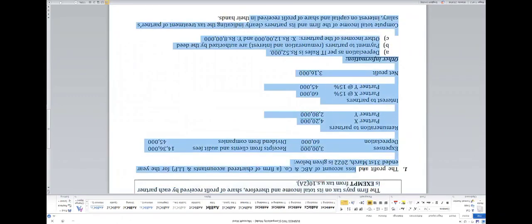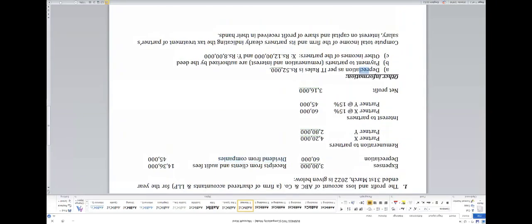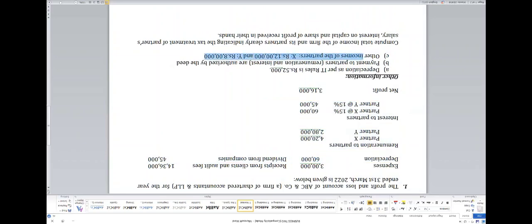So for understanding purpose, I will just include this problem. The profit and loss account of ABC and Company, a firm of chartered accountants and LLP, for the year ended 31/3/2022 is below. Expenses: depreciation, remuneration to X and Y, interest on capital, net profit. Receipts: from clients and audit fee, CA, dividend from companies. Other information: depreciation as per IT rules; payment to partners, both remuneration and interest, are authorized by the deed. Other incomes of the partners apart from being partner in a firm are X 12 lakhs, Y 8 lakhs. Compute total income of the firm and partners. Firm is different, partners are different.